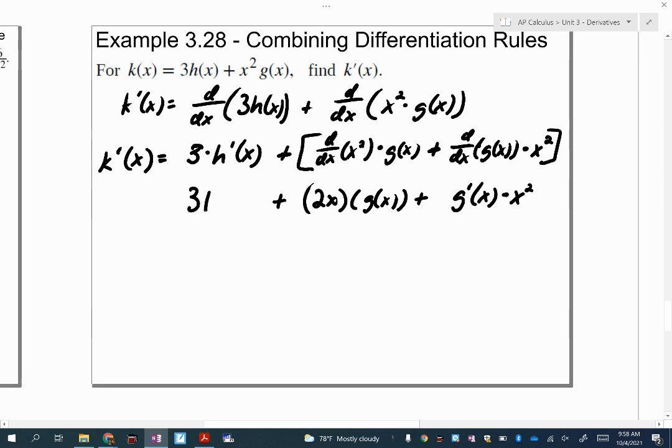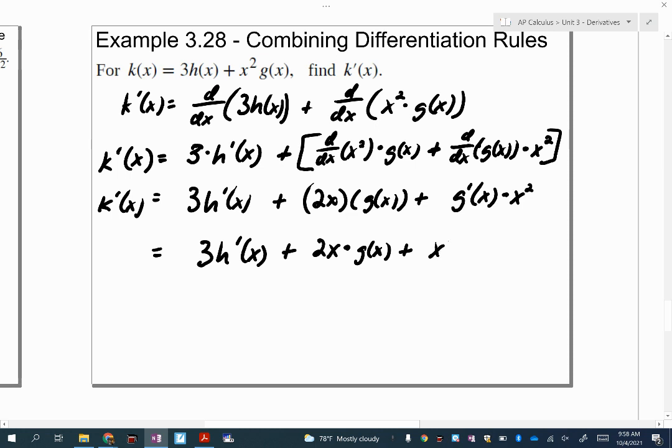Okay, I'll bring this down. And I think we're ready to write this out. So 3 times h prime of x plus 2x times g of x plus x squared times g prime of x. All right, and that is the derivative.